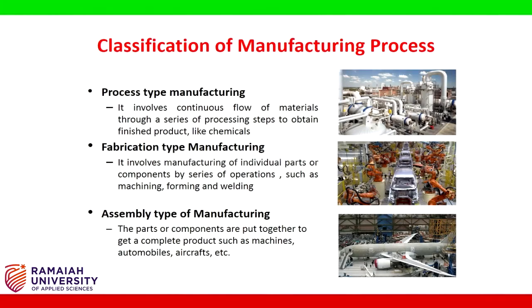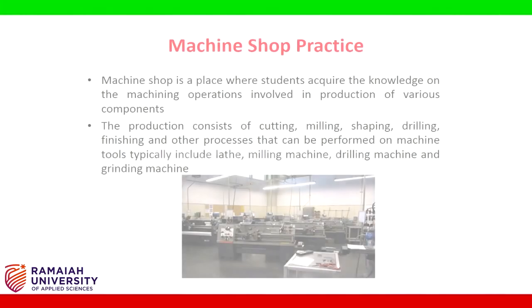Classification of manufacturing process. Different types of process performed in manufacturing industries, namely process type manufacturing. It involves continuous flow of materials through a series of processing steps to obtain finished product like oil and chemicals, textiles and etc. Fabrication type manufacturing. It involves manufacturing of individual parts or components by series of operations such as machining, forming, and welding. Assembly type manufacturing. The parts or components are put together to get a complete product such as machines, automobiles, aircrafts, and etc.